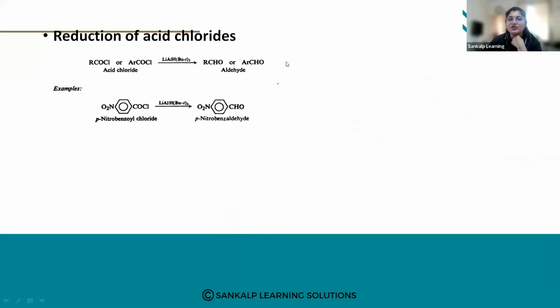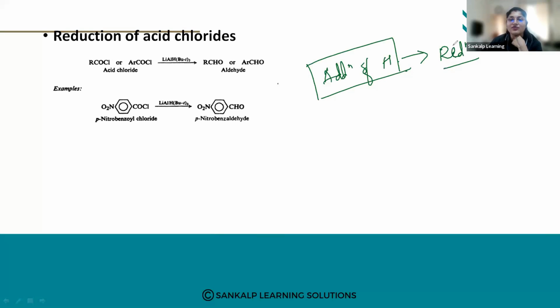Then reduction. What do you mean by reduction? Reduction is nothing but you are adding hydrogen. Addition of hydrogen is called what? It is called reduction.